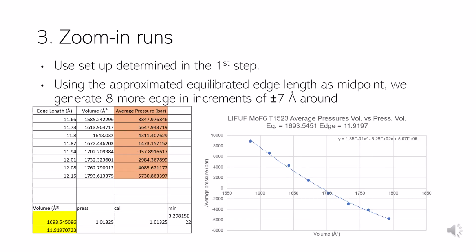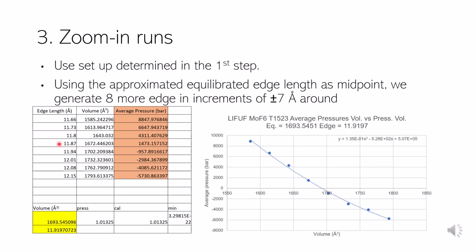The third step is doing the zoom-in runs. The zoom-in runs are like the zoom-out runs, but they result in a better estimate of the equilibrated volume, since we are zooming into the region at which the pressure is 1 bar. So in this table we can see that in this range of edge lengths, our midpoint is the rough estimate of the equilibrated volume that we got in the zoom-out run.